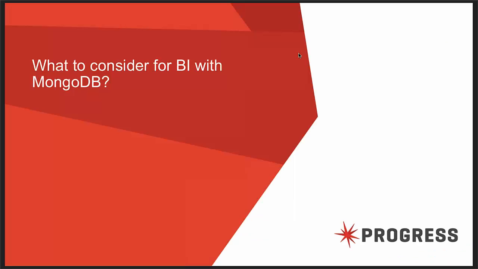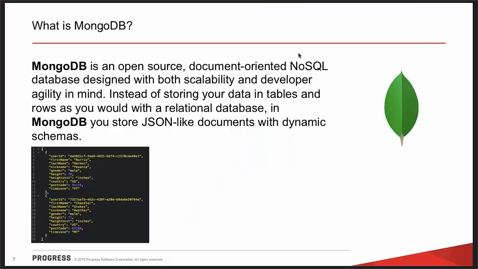Okay. All right. So let's start off with what to consider for BI with MongoDB. So if you're new to MongoDB, it's an open source document database. It's a NoSQL database, which is really, it's not designed to use SQL. It's built for scalability and developer flexibility and productivity in mind. So the data will be stored in JSON documents or JSON-like documents in MongoDB. And JSON stands for JavaScript Object Notation. There's an example there below in the screenshot.